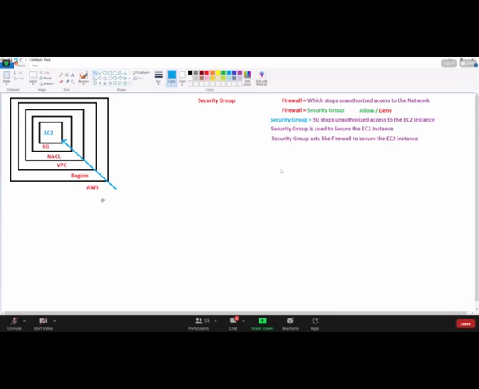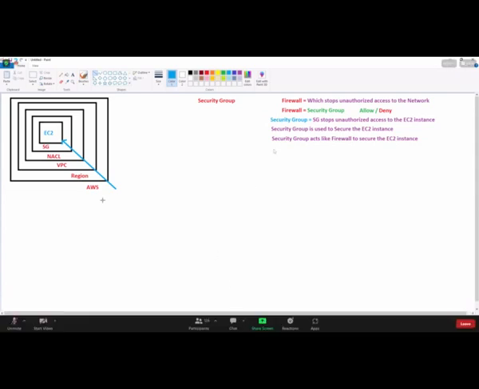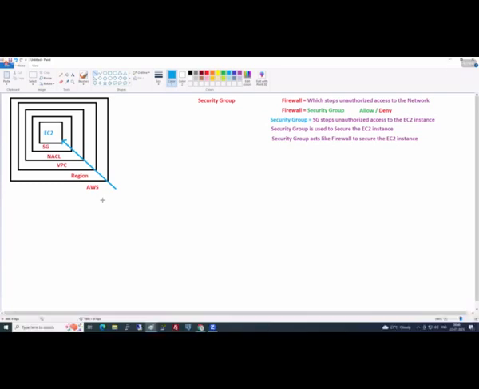Now, in security group, we have two types of rules. How many types of rules? Two types of rules. One is called inbound rule and the other outbound rule. So what is inbound rule? Inbound means the traffic which is coming towards the EC2 instance. Outbound means the traffic which is going outside the EC2 instance.